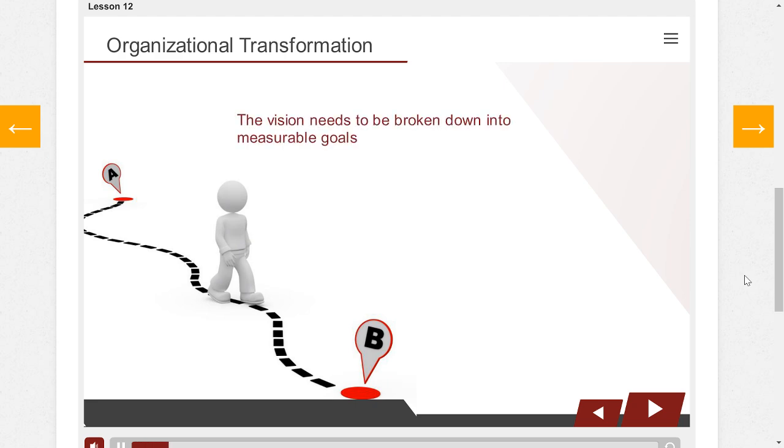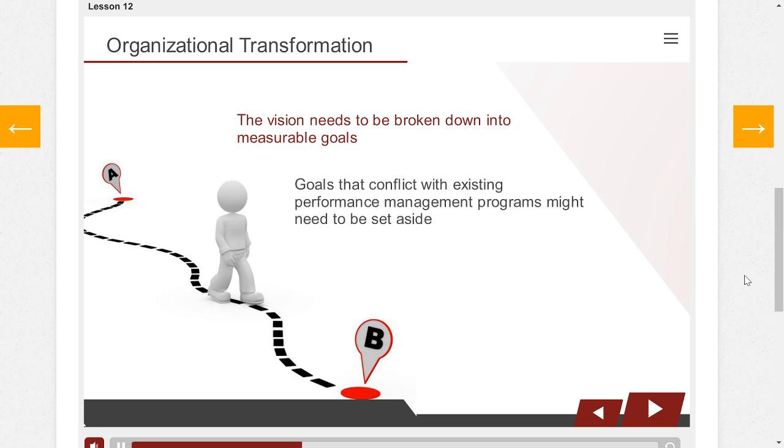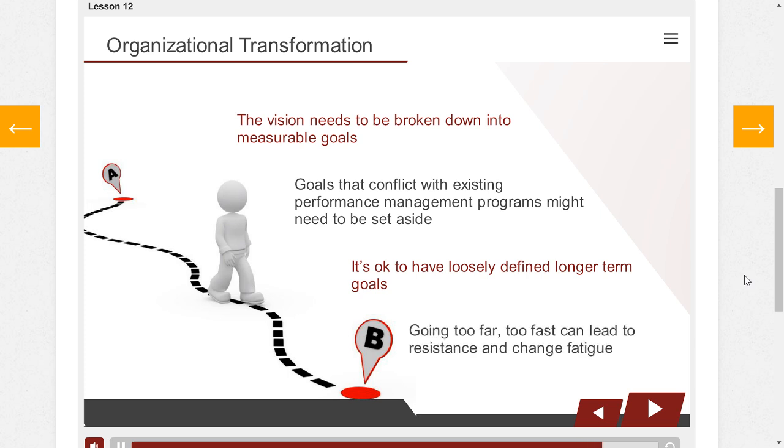The vision needs to be broken down into measurable goals. These should focus on improving flow and amplifying feedback loops. Some goals might conflict with existing performance management programs. These might need to be set aside. Working in an agile way, it's okay to have loosely defined longer-term goals. These will be refined as the organization experiments and learns. We need to be realistic. Going too far, too fast, can lead to resistance and change fatigue.